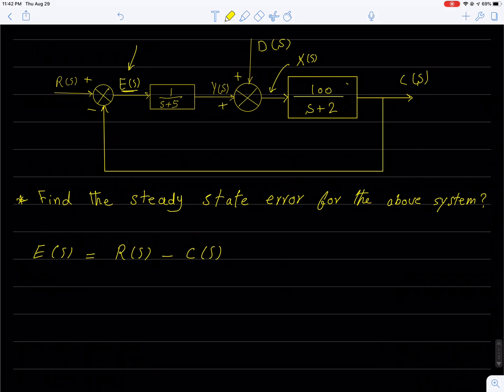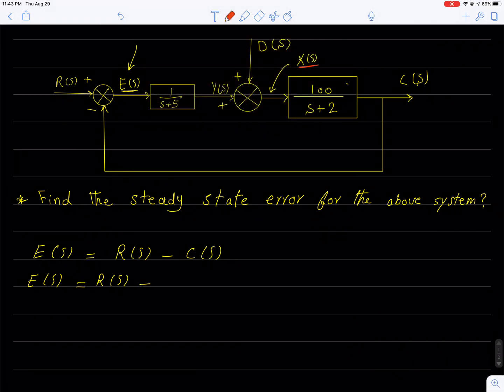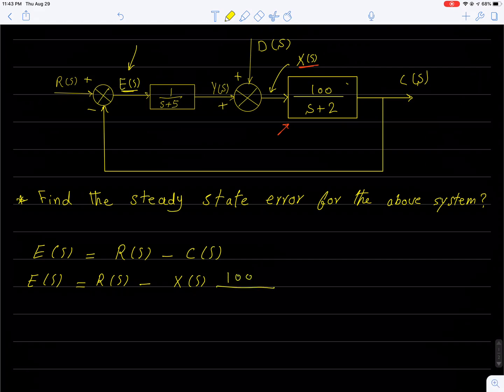Now we can write this E of S is equal to R of S minus, instead of C of S, I can write X of S, this signal, let me show it with the red color for you, X of S times this block. So it's going to be X of S times 100 over S plus 2.